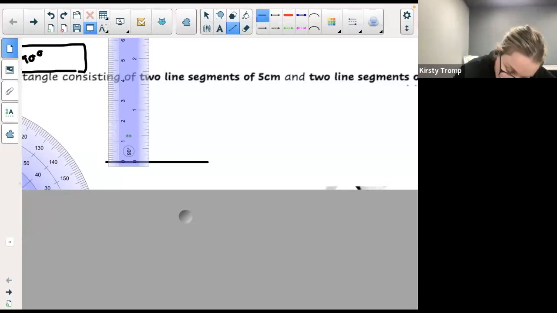All right, so I've got 0, and I'm going all the way to 3 centimeters.